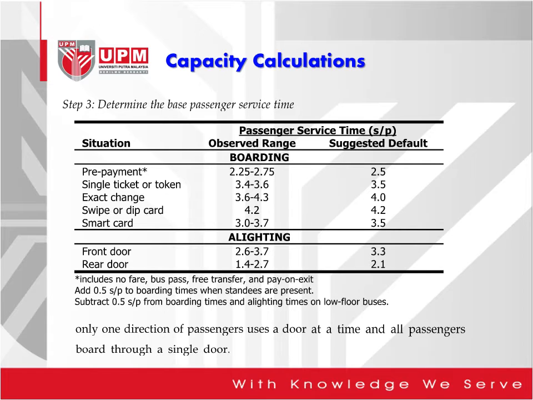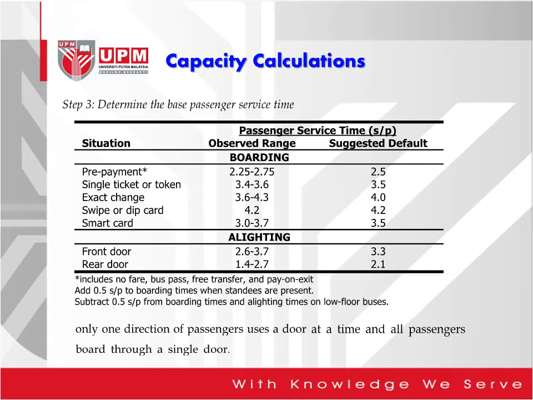Step 3, determine the base passenger service time. We have boarding time and we have alighting time per passenger. Boarding time depends on the fare collection method. If we implement prepayment, it will take a shorter time, 2.5 seconds. But if we go by, for example, exact change, then it will take a longer time.